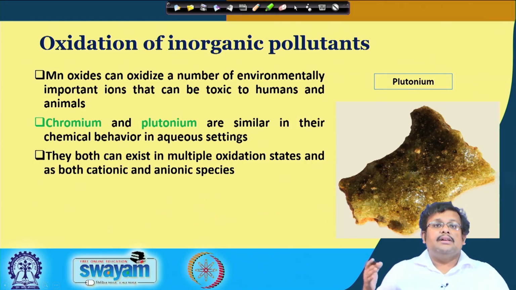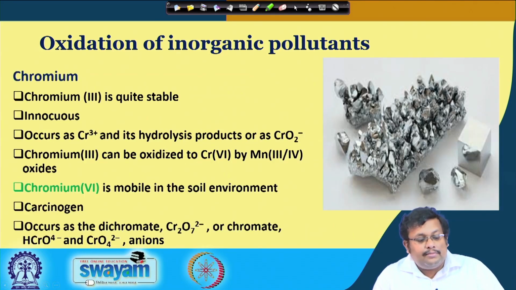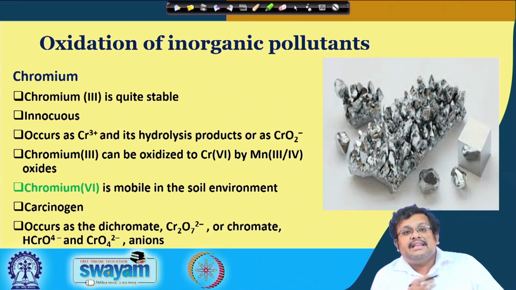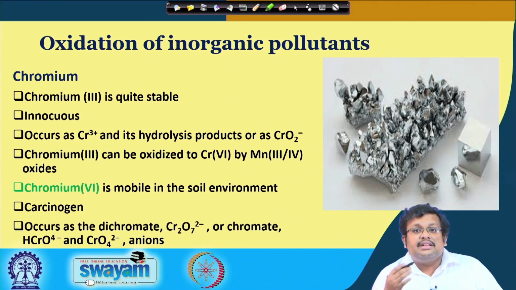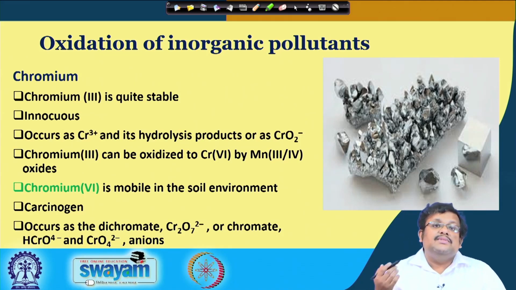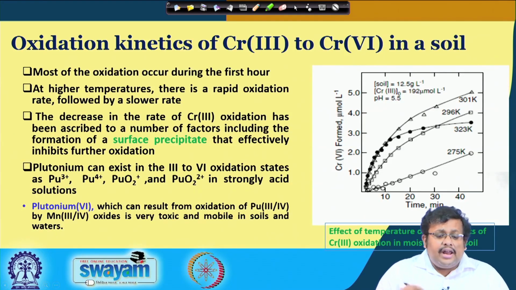Oxidation of inorganic pollutants: manganese oxide can oxidize a number of environmentally important ions like chromium and plutonium. You can see here this plutonium, also chromium. Chromium 3 is quite stable, and it gets oxidized to chromium 6, which is very toxic and very carcinogenic, and this oxidation is mediated through manganese.